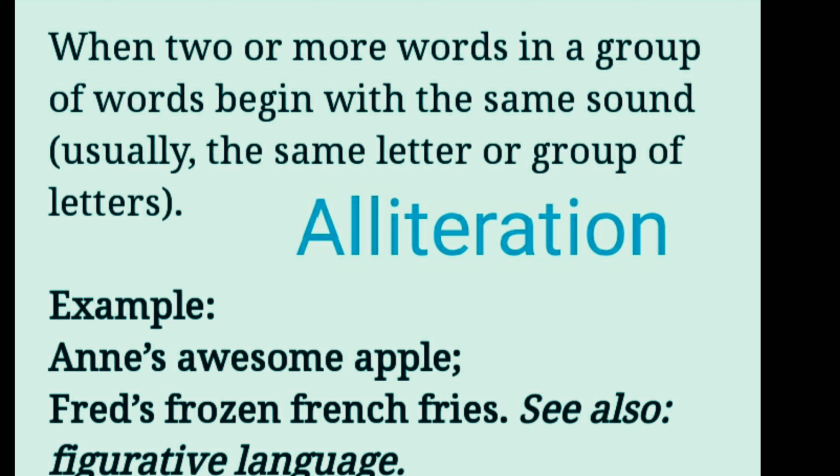F is getting repeated, and we know that there are 5 vowels in the English alphabet: A, E, I, O, U, and the remaining 21 are called consonants. So if a consonant is getting repeated, the alliteration literary device is preferred. Like in the second example, Fred's frozen French fries, the F consonant is getting repeated, so alliteration is preferred here.